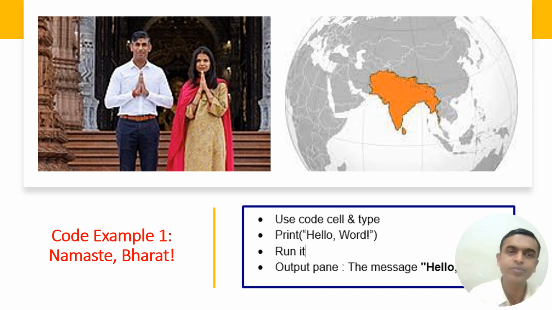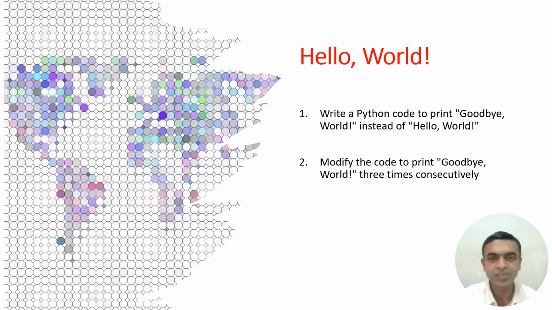So the first type we had seen was printing a very simple hello world program in Colab. Now there are two more examples here. Instead of hello world, print goodbye world as the first code, and in the second code you print goodbye world 3 times consecutively. So you know how to do it. We have done that previously, 5 times writing Vande Mataram.